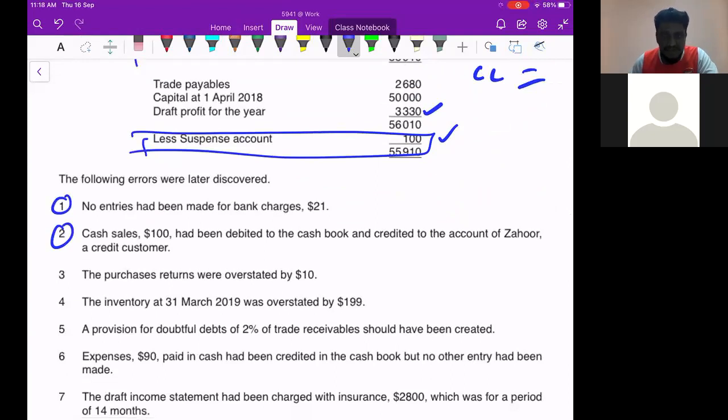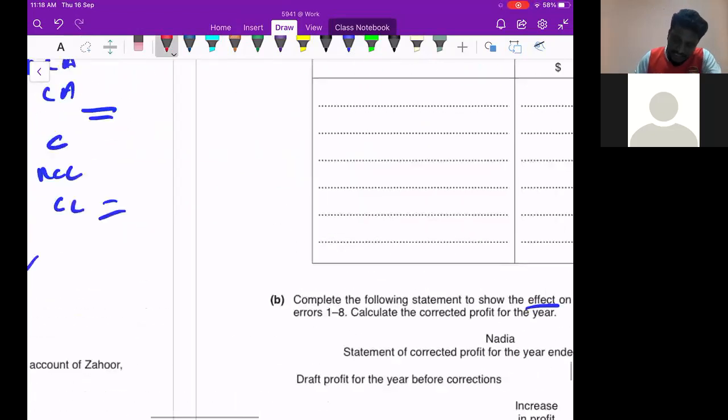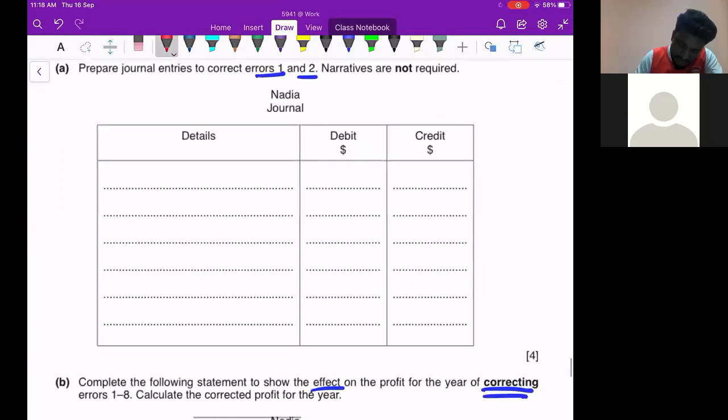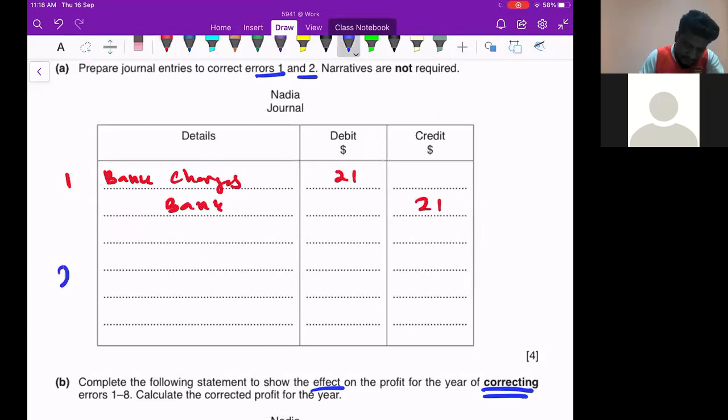No entry has been made for the bank charges. No entry means I will make the entry of 21. Bank charges will be the debit side. 21 debit will be bank charges, credit will be bank. Error number 1. A narrative is not required, so I'm not going to write a narrative. You understand, bank charges are expenses. Expenses will be the debit side. Bank will be the credit side because you pay money.